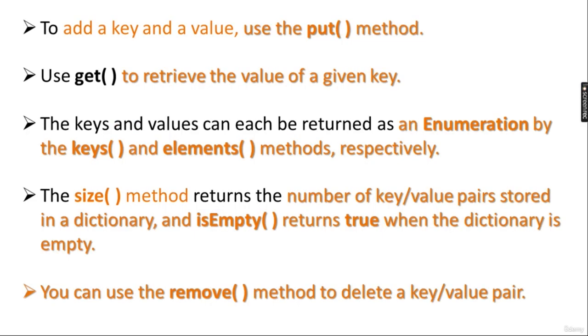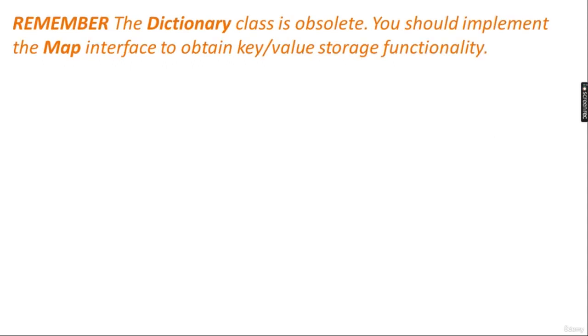To add a key and value, use the put method. Use get to retrieve the value of a key. Keys and values can each be returned as an enumeration by the keys and elements methods respectively. The size method returns the number of key value pairs stored in a dictionary and isEmpty returns true when the dictionary is empty. Okay. You can use the remove method to delete a key value pair. Dictionary class is obsolete. You have to remember this. You should implement the Map interface to obtain key value storage functionality for present-day programs.